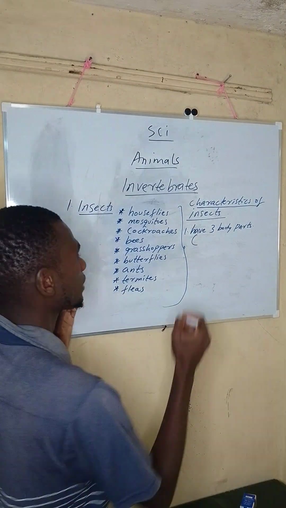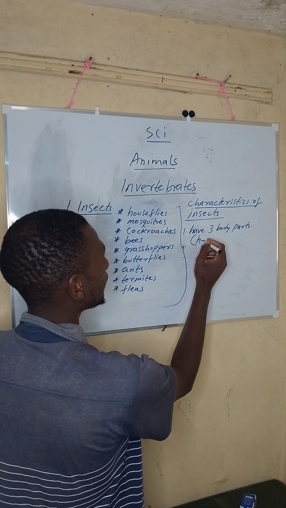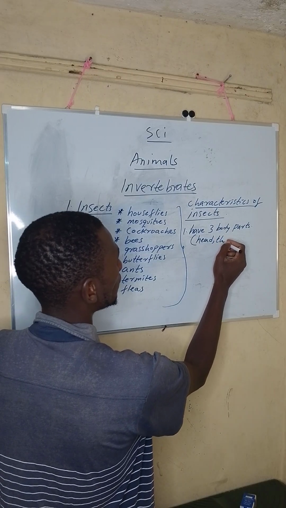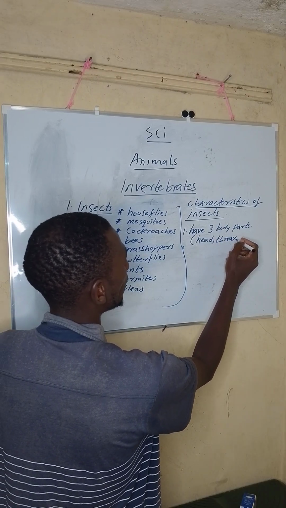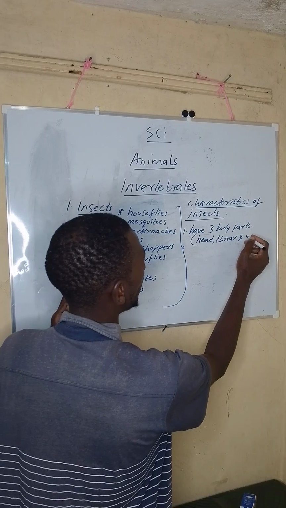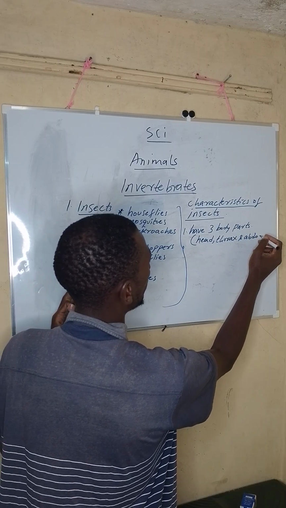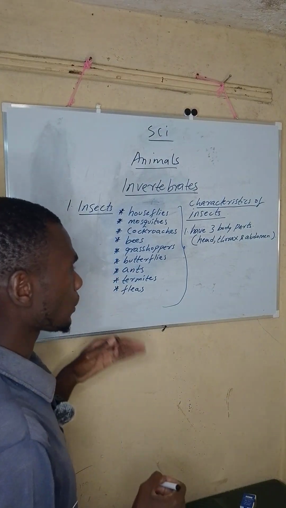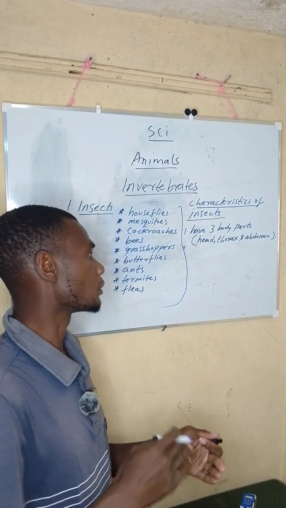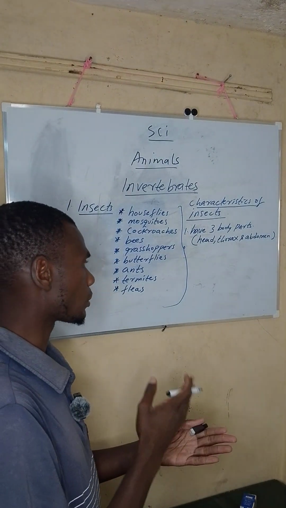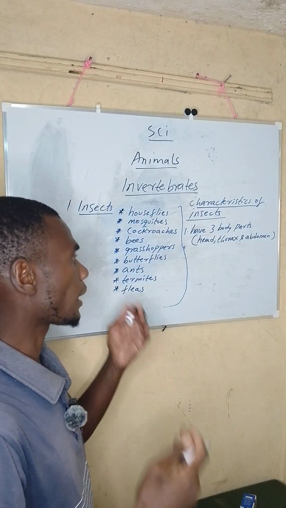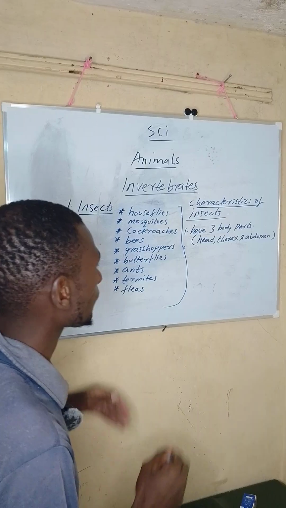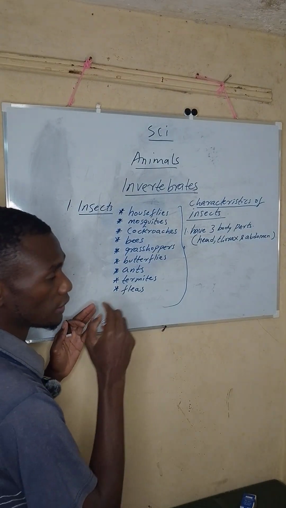The body parts comprise the head, the thorax, and abdomen. Head, thorax, abdomen. So these animals, their bodies are grouped into 3 parts. So we have the head, the thorax, that is the chest, and the abdomen. That is the first characteristic of these animals.